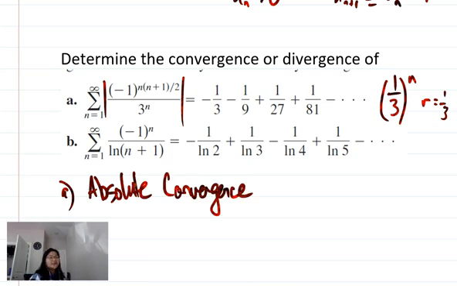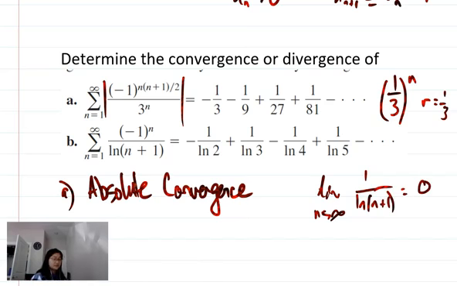What about B? Well, that clearly is an alternating series where there's no funny business going on in the numerator. We just have -1 to the n. And then we're doing that over natural log of n plus 1. So that is going to give us, what's going to happen there? We have limit as n approaches infinity of 1 over natural log of n plus 1. Where's that going? That's going to 0. Right, because our denominator is going to infinity, so 1 over infinity is 0.